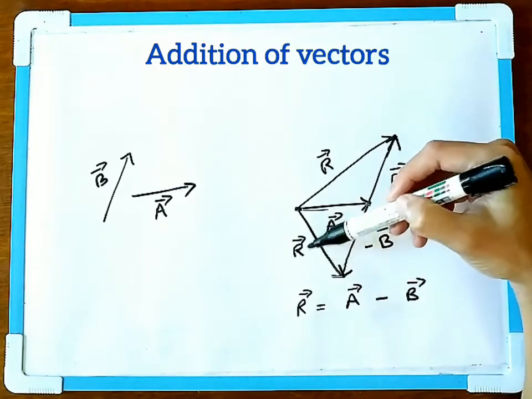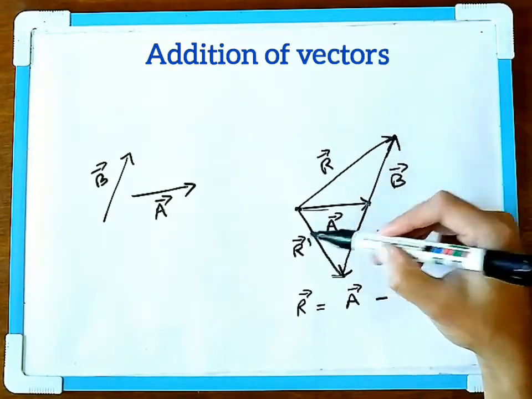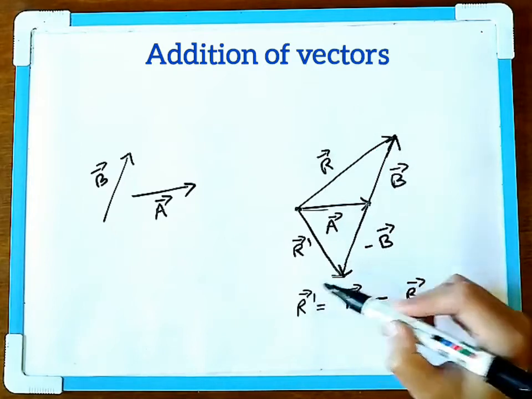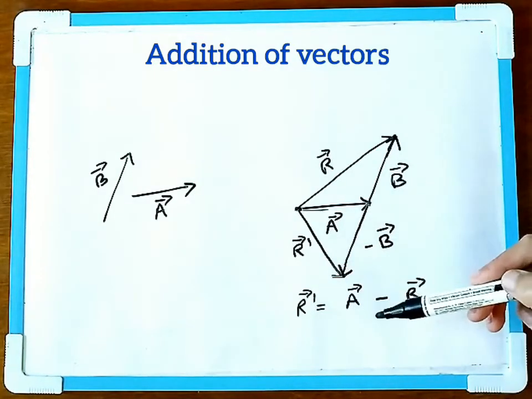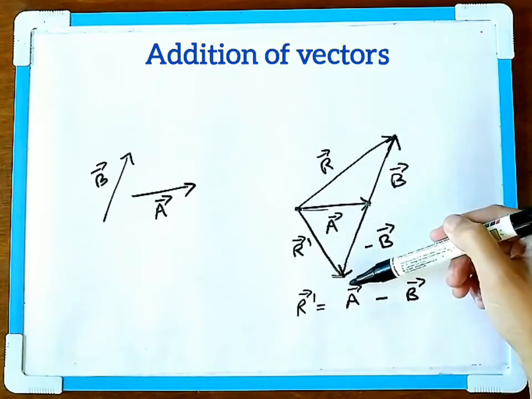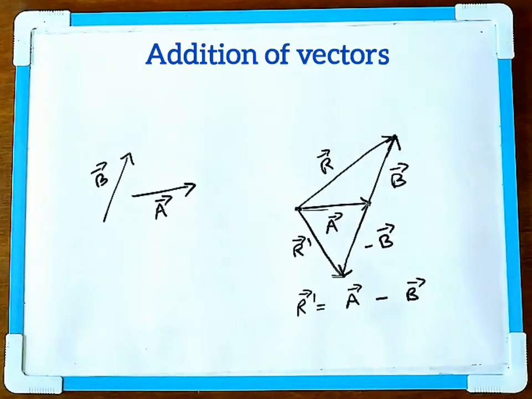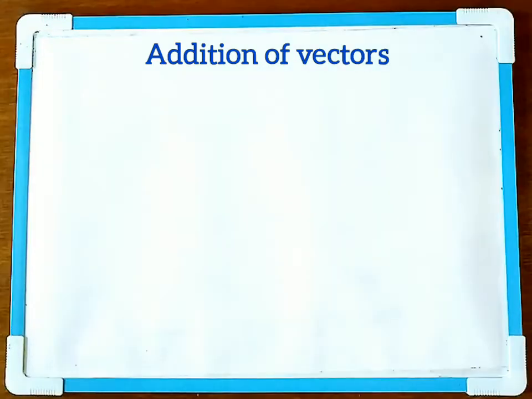So this R, I'll write R dash. Suppose R dash, because this is R here. So I'll write R dash. So R dash is equal to A minus B. So this is the subtraction, and this is the addition. So we have learned the graphical method of vector addition. Now we shall learn about the laws of vector addition.